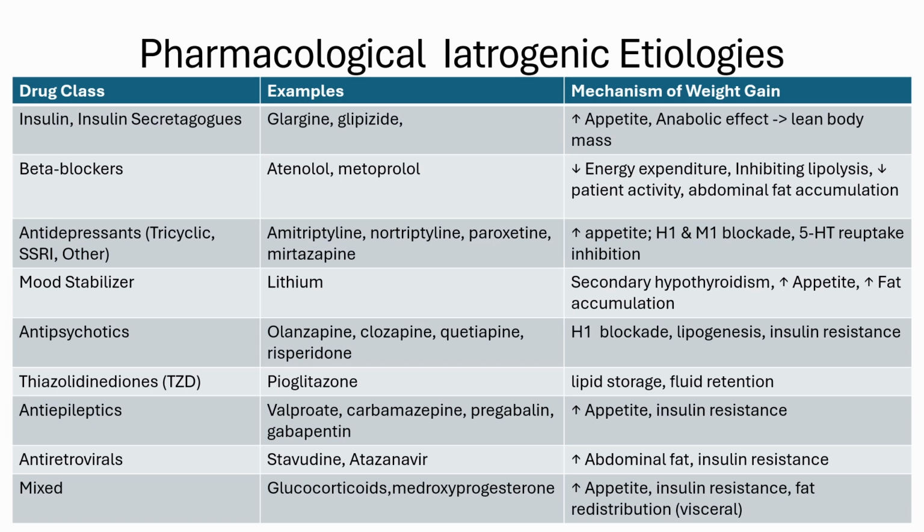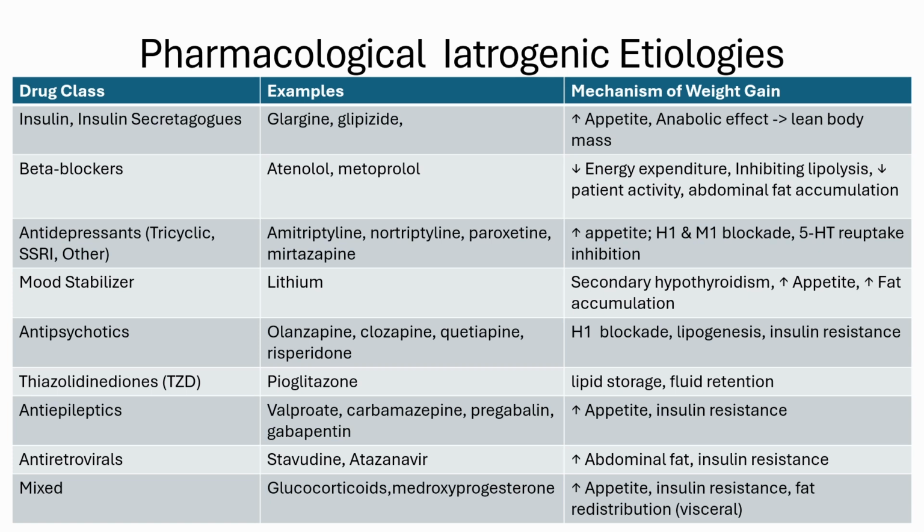Amitriptyline and nortriptyline are well known to increase weight. This is due to strong antagonism of the H1 histamine receptor, which leads to increases in appetite and promotes sedation, leading to increased caloric intake and decreased energy expenditure.